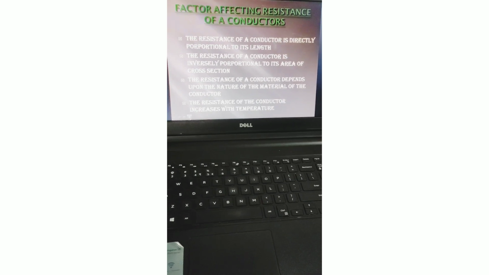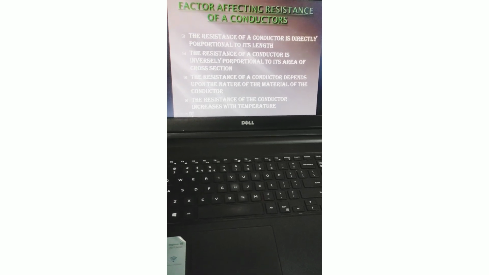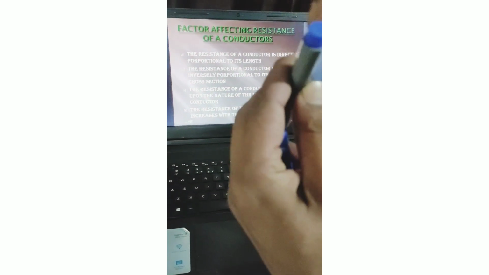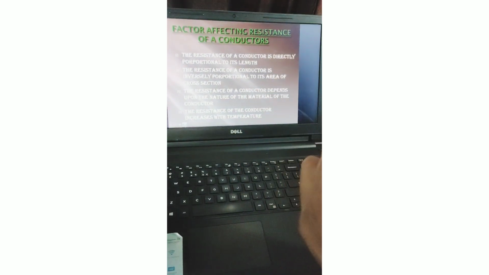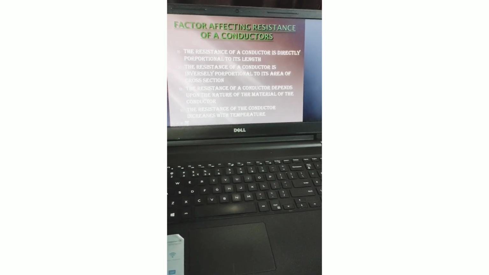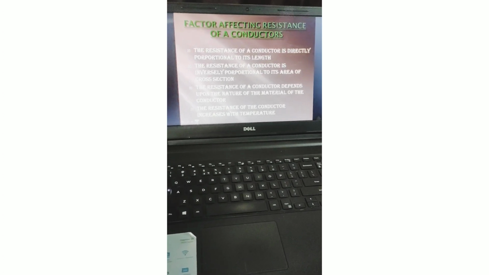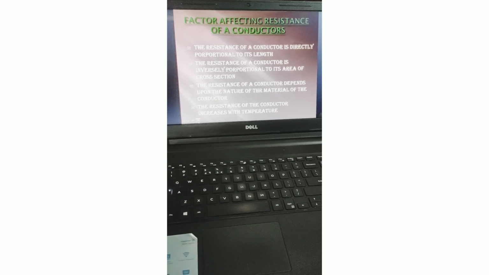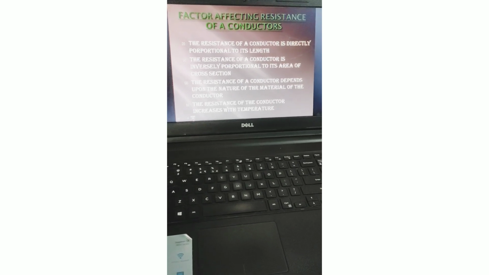Then next, the resistance of a conductor is inversely proportional to the area of cross section. I hope you understand, it is the area like this. In this pen you can see this is the area of cross section, that means the full diameter. Inversely proportional means it will be opposite. If the area of cross section is big, resistance will be small. If the area of cross section is small, resistance will be big.